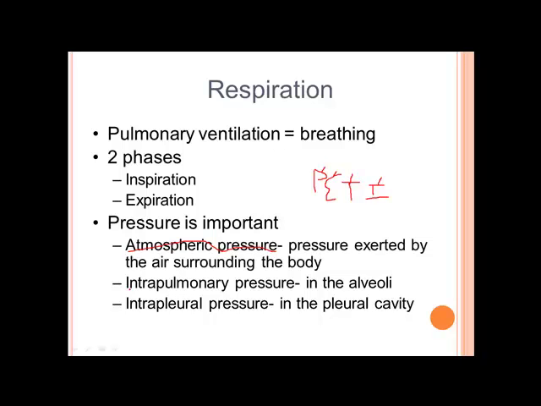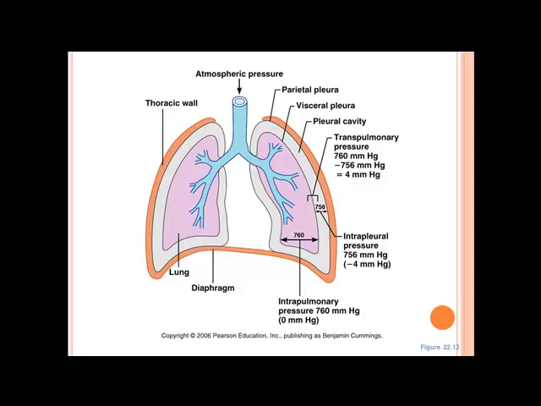Intrapulmonary pressure, that is going to be the pressure inside of our alveoli. And then we get intrapleural pressure. That's the pressure in our pleural cavity. So here we go. Our atmospheric pressure is the outside world. That will be coming into our trachea, and then into our bronchi and our lungs.